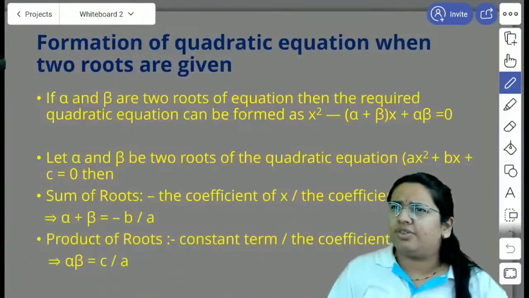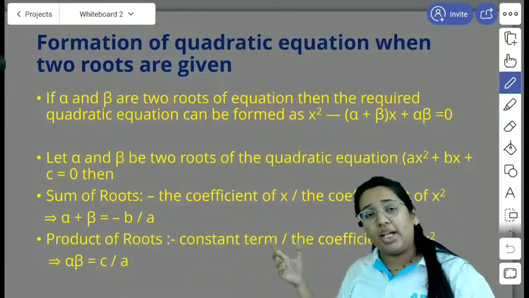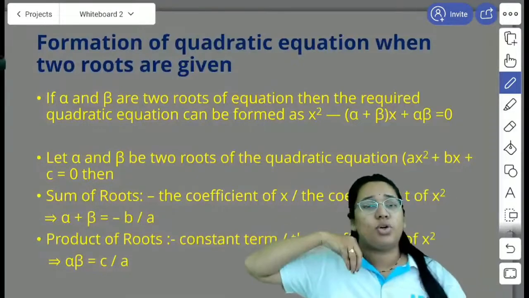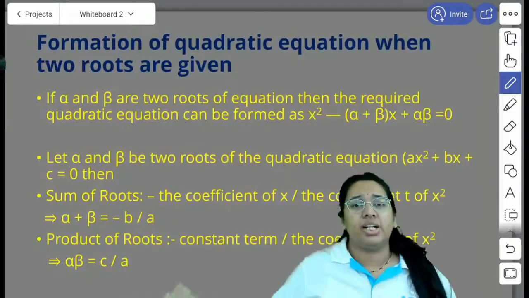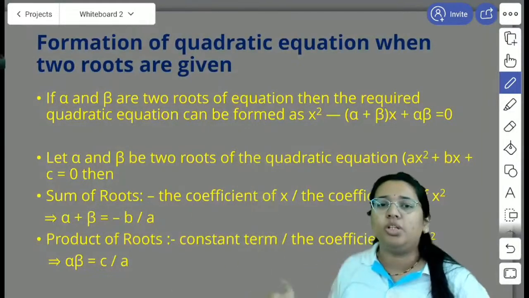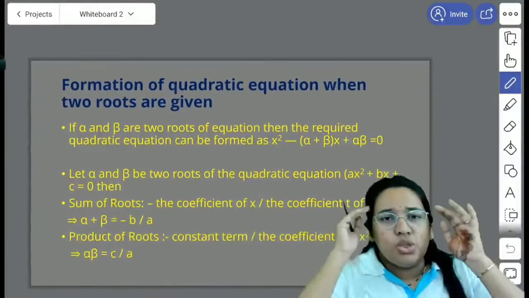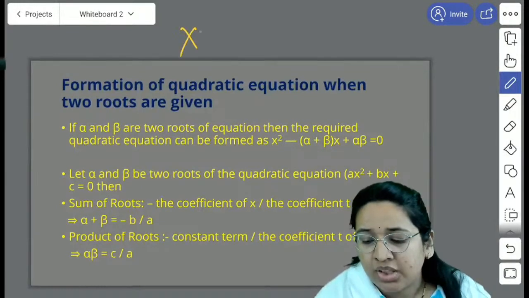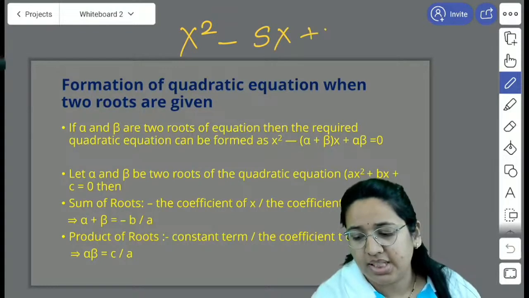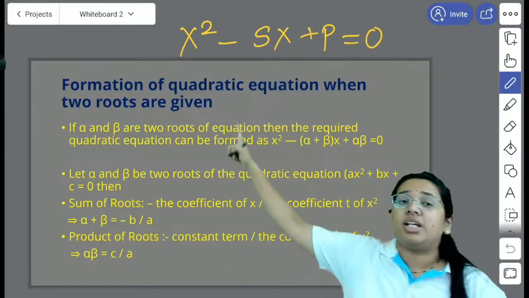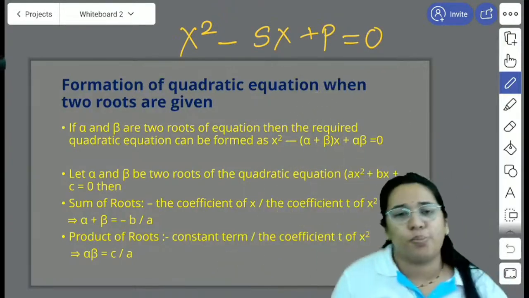Now see, it is just the second half of your topic. The first half is related to what a quadratic equation is and how many ways we can solve it. For the second type, they will directly provide you the roots or the conditions for those roots, and you just have to find out what that quadratic equation will be. For such questions, you just have to remember the formula x square minus sx plus p equals 0, where s stands for the sum of the roots and p stands for the product of the roots.